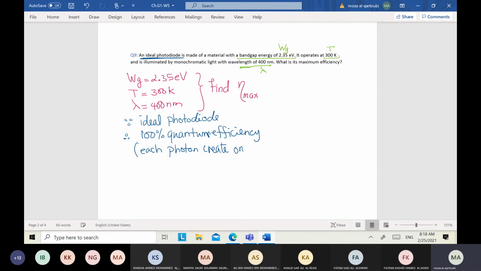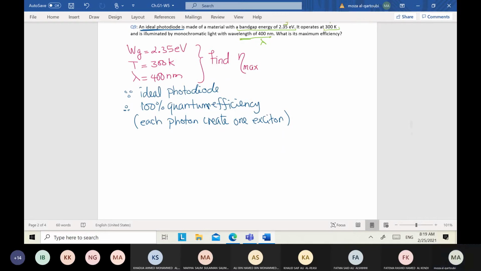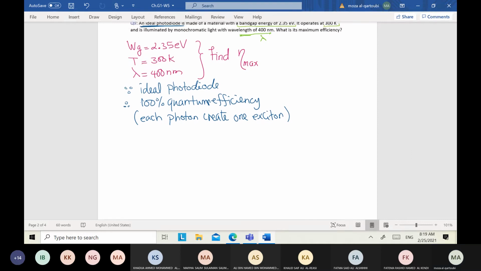One exciton, and exciton means electron-hole pair. Okay, so we're back here. Where's the input quantity here? It depends on this given data, and where's the output to find now the maximum efficiency? I need the same quantity with respect to input and output. I will come back to that.